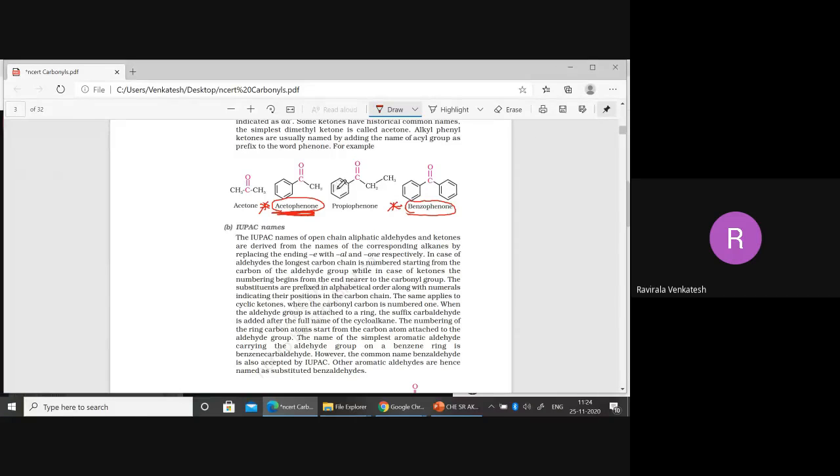They don't ask IUPAC nomenclature better. How do you distinguish acetophenone and benzophenone? Like that you will get questions. So remember these two, very, very important. Star mark them in your textbook, both.